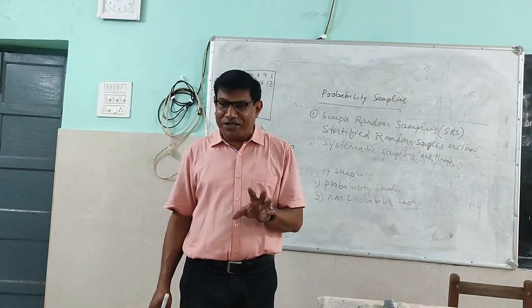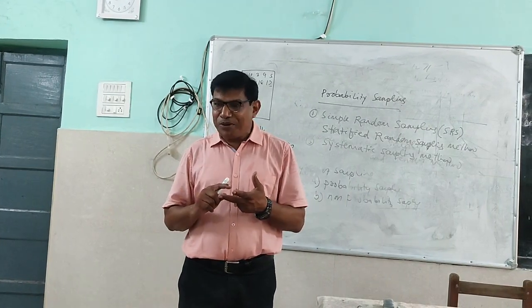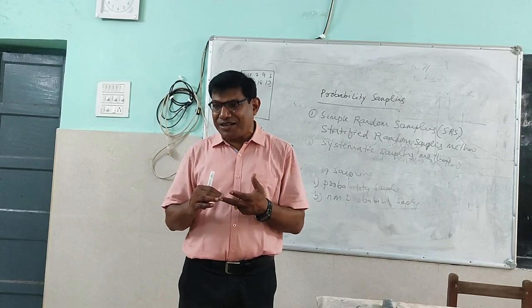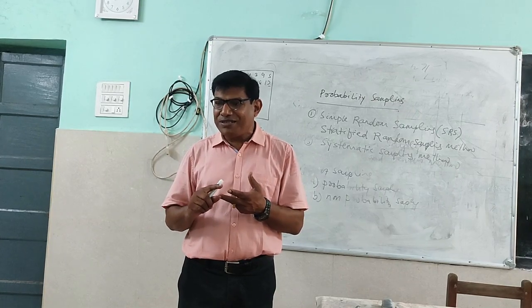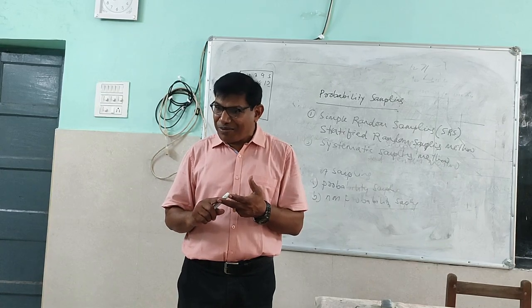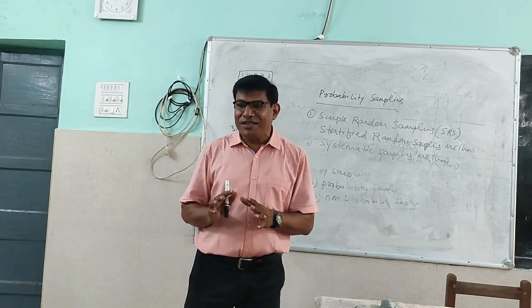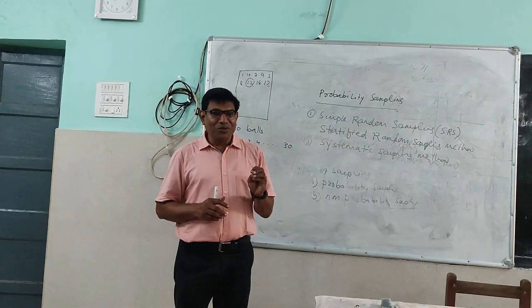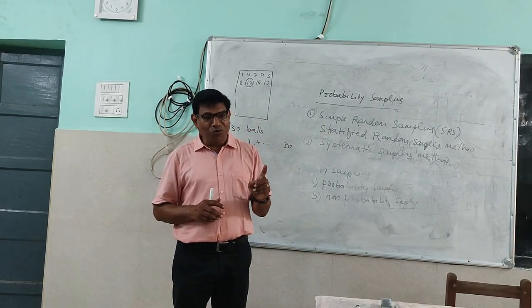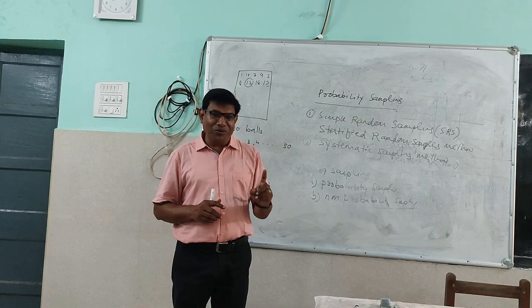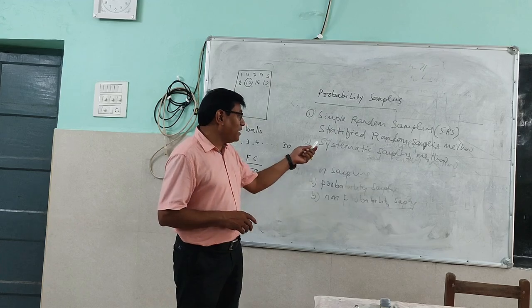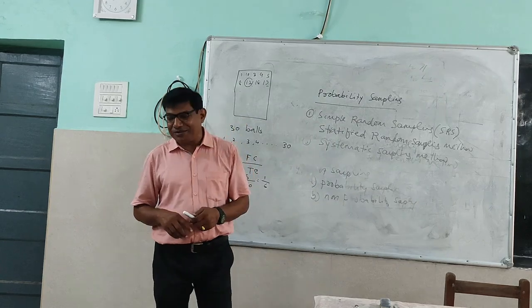So there are two methods. We are discussing the simple random sampling method. In simple random sampling, how will samples be selected? One is called the lottery method. One is called the random number table method. In the simple random sampling method, we select the samples giving equal probability to each and every unit of the population. That is simple. The next method will be the stratified random sampling method.